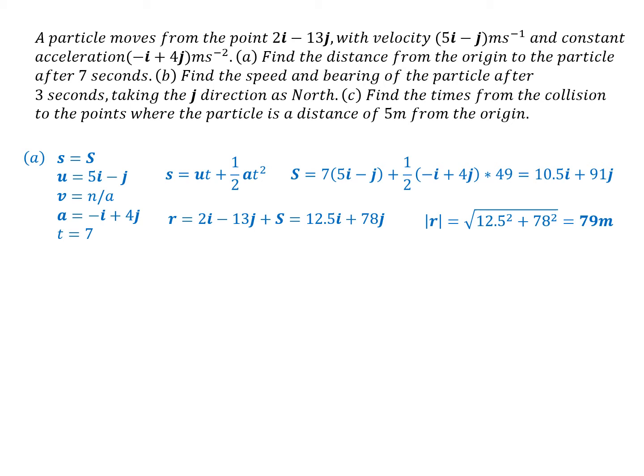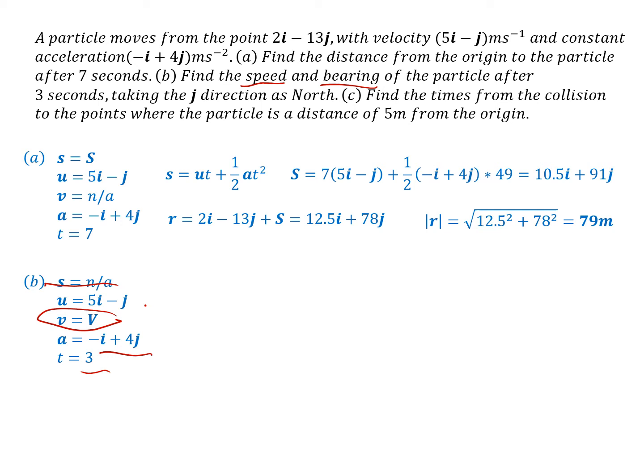So that's part A. So now what we want to do is to find the speed and bearing of the particle after 3 seconds, taking the j direction as north. So for part B, it's SUVAT again. This time we're not interested in the displacement. We've got the initial velocity. I'm calling the final velocity V because we're trying to find the speed and the bearing, and we can find those by finding V. We've got the acceleration and the time.